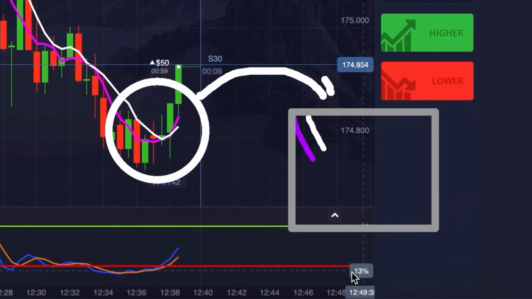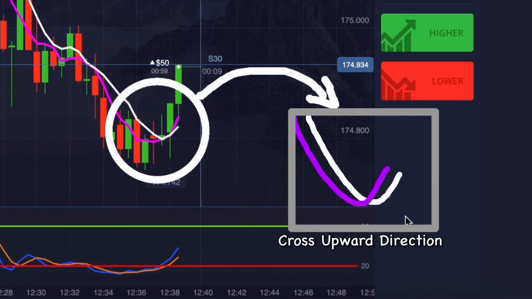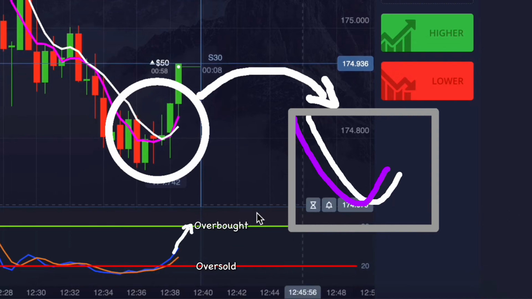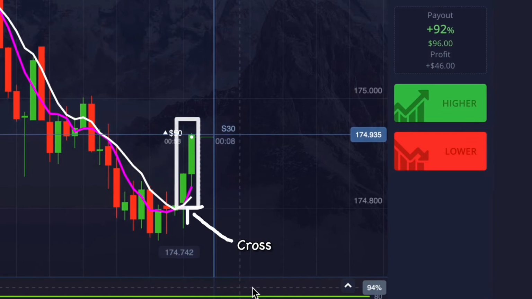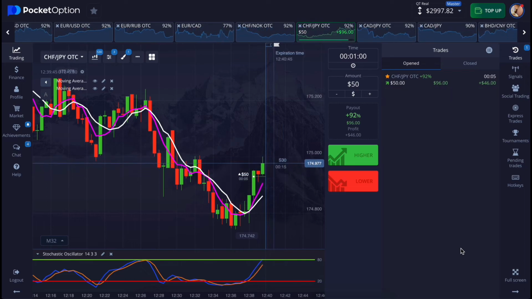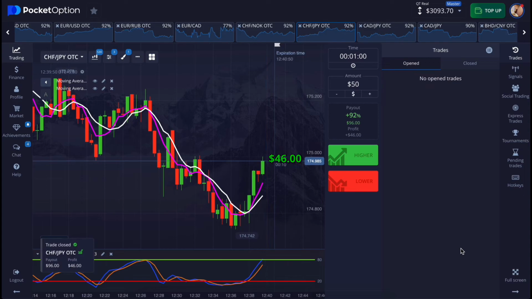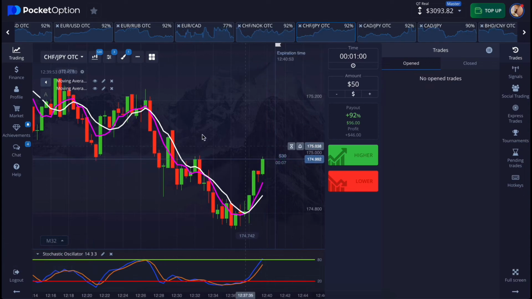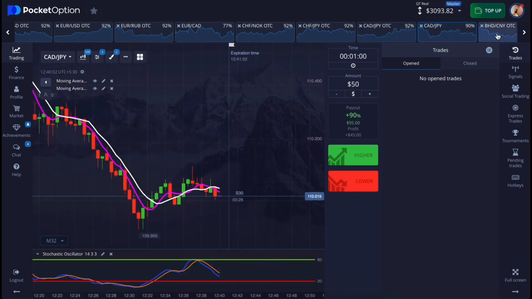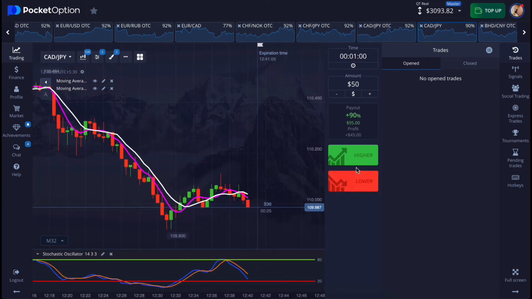So here the pink line has crossed the white line nicely in the upward direction, and below the stochastic oscillator is also moving from oversold condition to overbought direction, and after the crossing the market was moving up rapidly, so I have placed an entry in the upward direction. And here our entry has won. Along with these indicators, pay some attention to support and resistance as well. This increases the accuracy of the strategy. So we can place the entry here also.